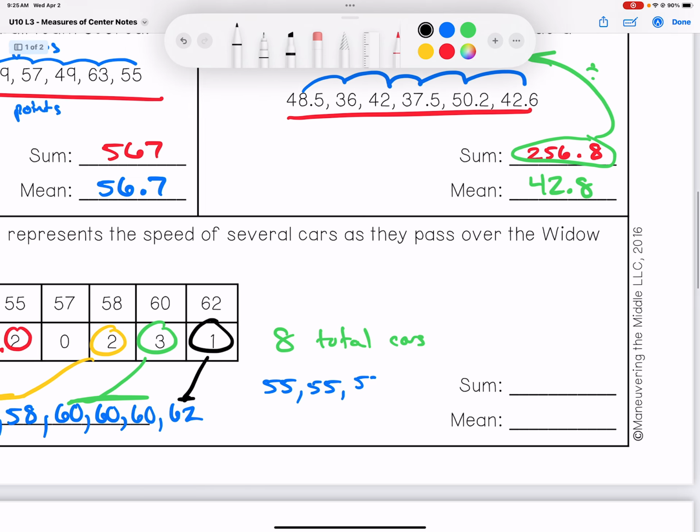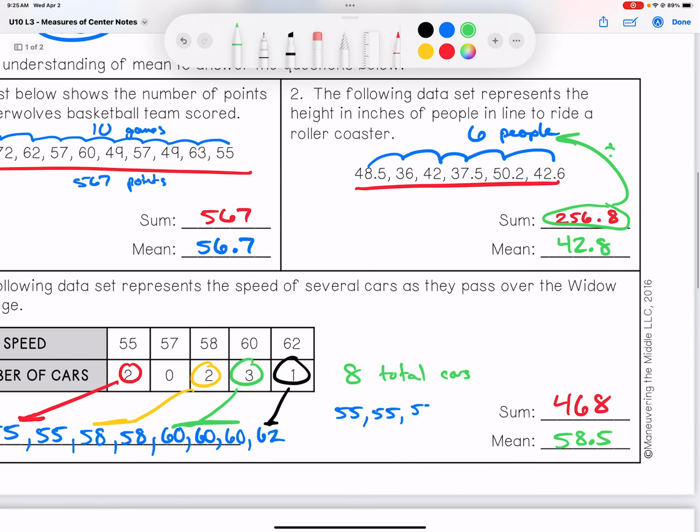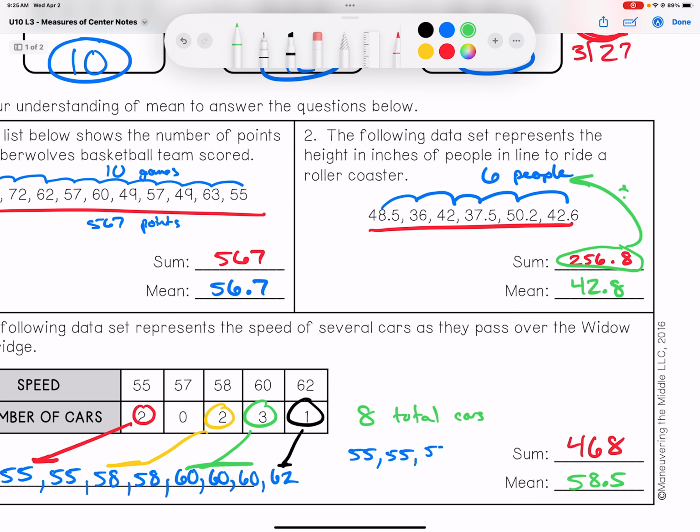All right, so what is the sum? Add them all up, and you're going to get 468. Divide 468 by 8 total cars, and you're going to get an average speed of 58.5. All right, see if you're missing anything.